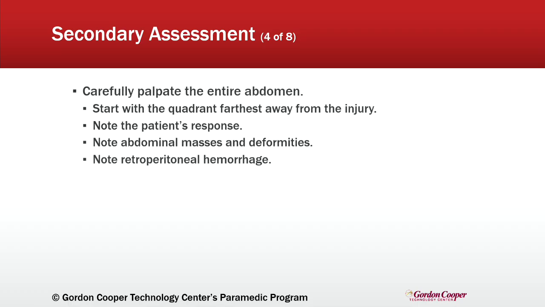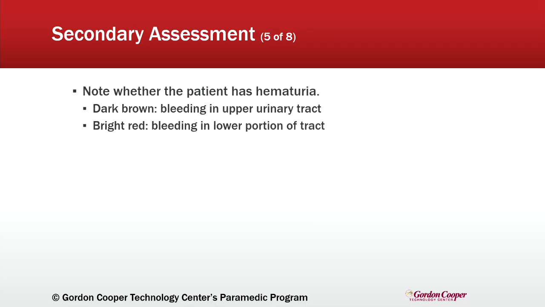Carefully palpate the entire abdomen, beginning with the quadrant that is farthest away from the injury. And as you palpate, be sure to note the patient's response and check for any abdominal masses or deformities. Remember that retroperitoneal hemorrhage may be present even if there are no obvious external signs that there is an internal injury. Always maintain a professional presence when assessing and treating genitourinary injuries.